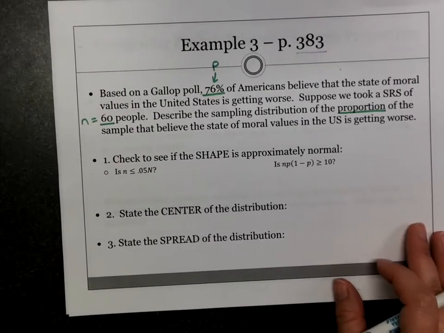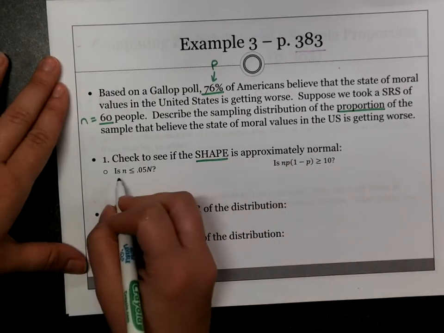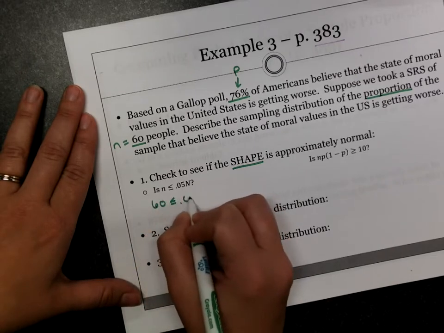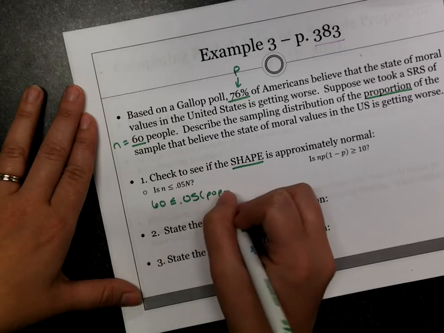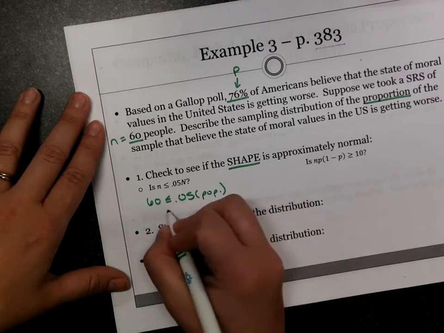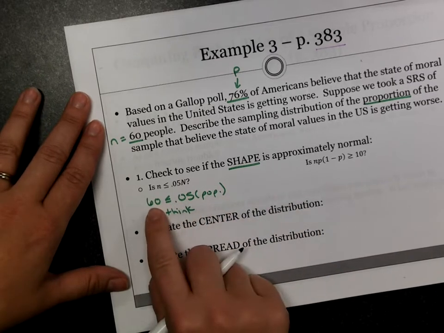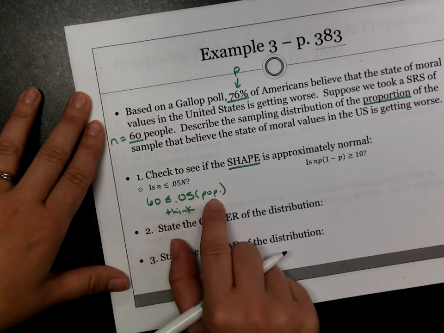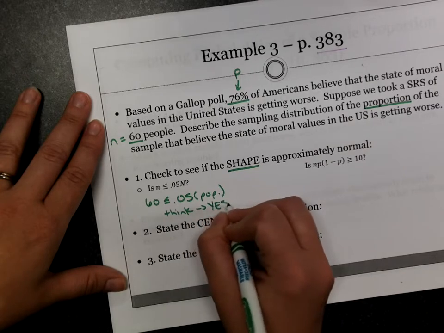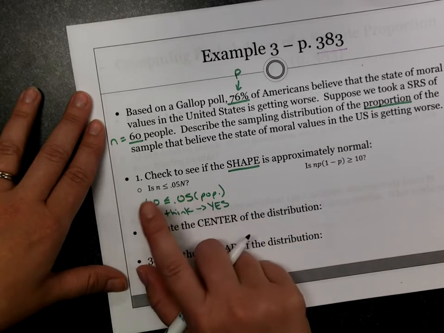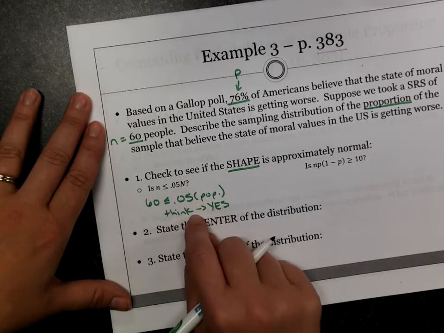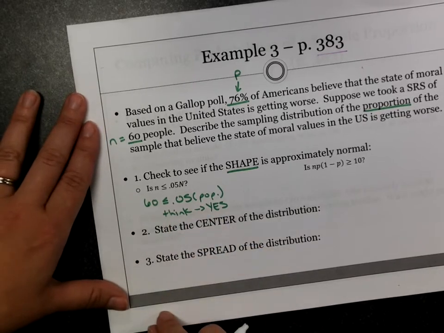So, in order to check the shape, we have to do these two checks. Is the sample size, 60, less than or equal to 5% of the population? Now, they do not give us a population size, so we cannot actually calculate this. We just have to think. Is 60 less than 5% of the population of the United States? Right away, without having to calculate anything, we should be able to say yes, there are millions of people in the United States. 60 is a very tiny number compared to millions. So we don't have to actually calculate that all the time. Sometimes you just think about it and you can say yes.